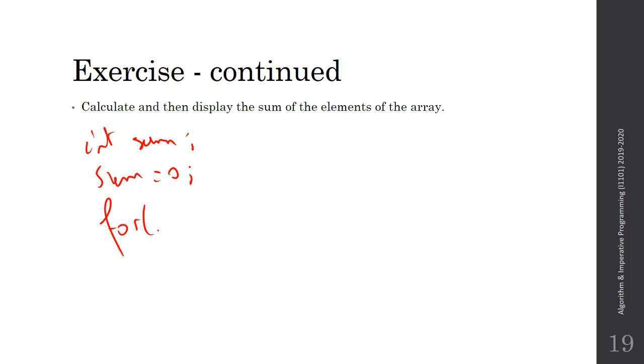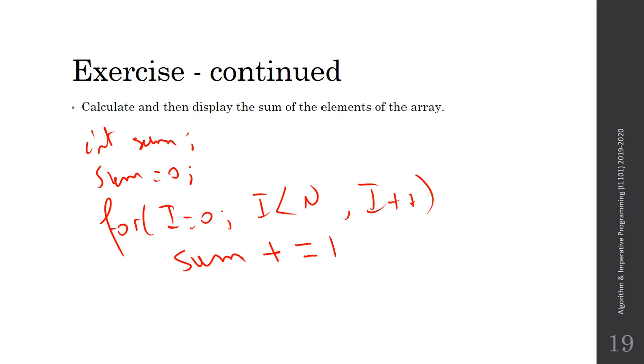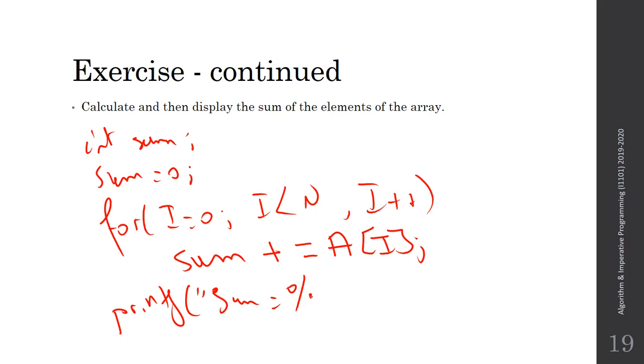Then I will do a loop for i equal to 0, i less than n, i plus plus, and I will place in sum plus equal a of i. It's a, not t. Then I will printf just the sum. It's outside the for loop; in the loop I'm just adding the elements. So printf sum equal %d backslash n, the value of sum. And this is it for this part. We can integrate it in the previous exercise.